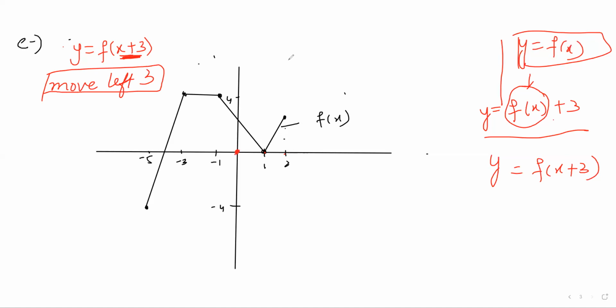How can I erase it now? Like this. It's very difficult to draw graphs. Okay, so it's something like this. Okay, we need to move left by 3.